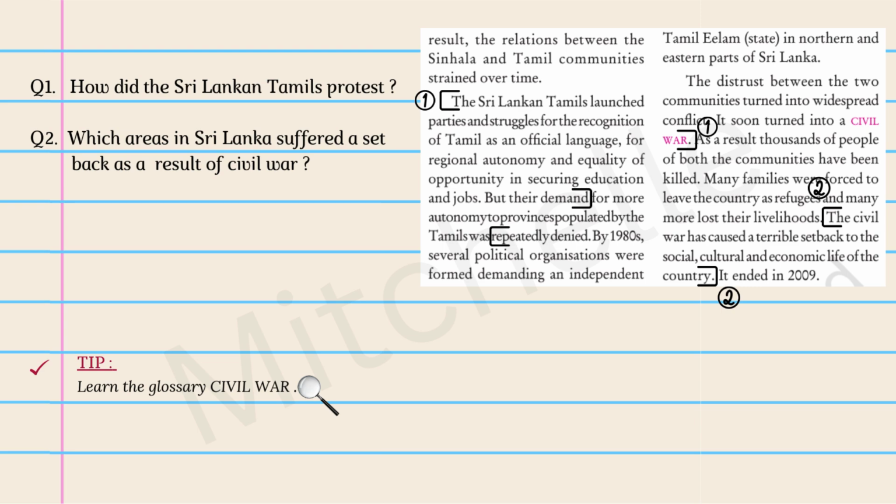Question 1 on this slide, how did the Sri Lankan Tamils protest? Answer is quite clear. It starts from the Sri Lankan Tamils launched parties and struggles for the recognition of Tamil as an official language, and it ends on the next column at civil war. Question number 2, which areas in Sri Lanka suffered a setback as a result of civil war? And it was the social, cultural and economic life of the country. Please learn the glossary on this page, which is civil war.